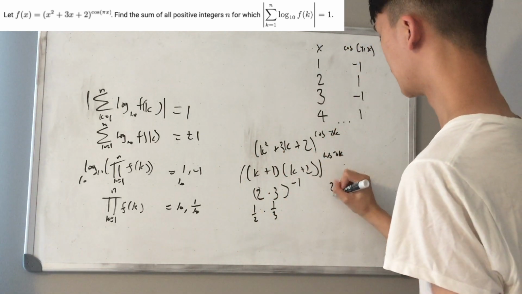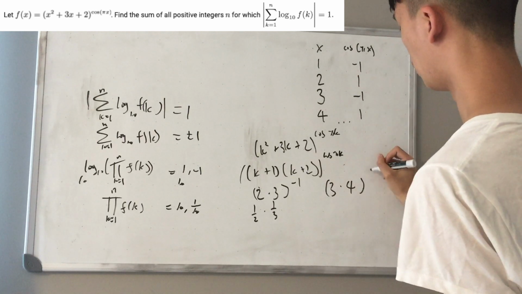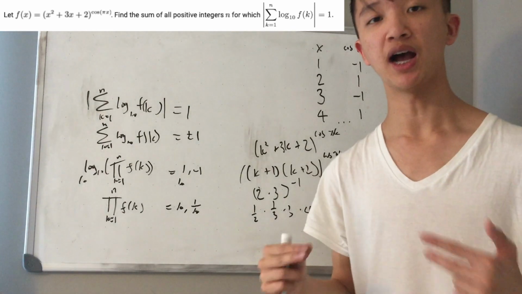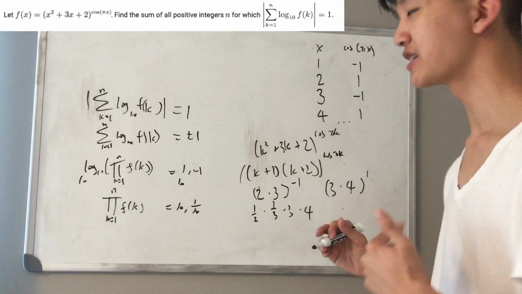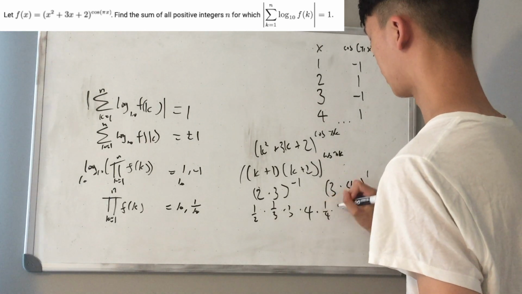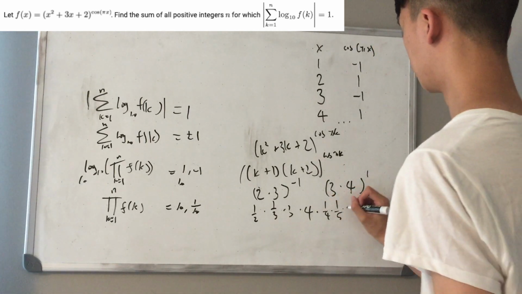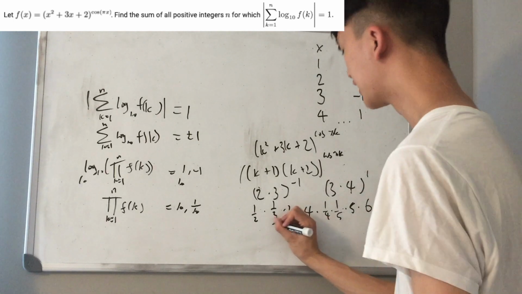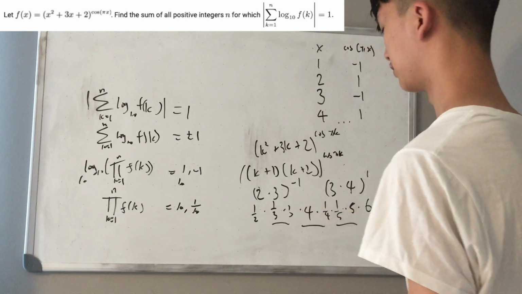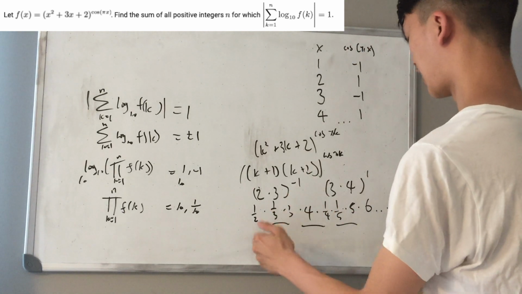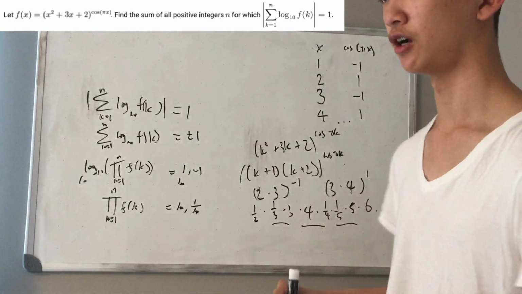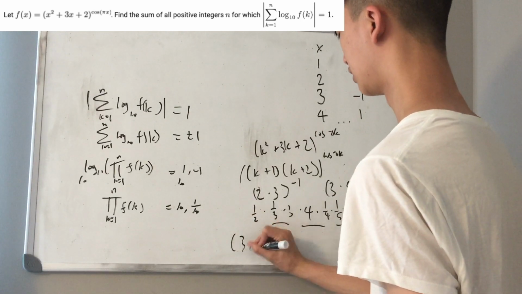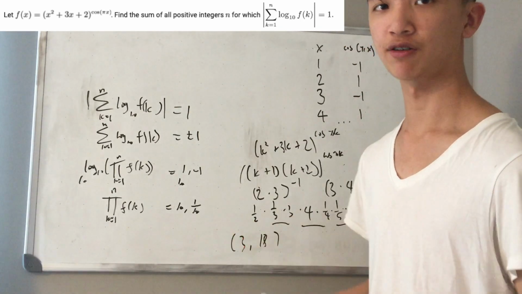Now see what happens when k is equal to 2. Then we get 3 times 4 to the power of 1. Now see what happens for other values of k. For k equal to 3, we will get 1 over 4 times 1 over 5. And then for k equals 4, we will get 5 times 6. And so on. One thing you might notice is that these cancel out. So eventually, we will only have 1 over 2 times the last term. Then we keep on doing this until we eventually get k equals 3 and k equals 18 to be our solutions. Sum these up and our answer is 21.